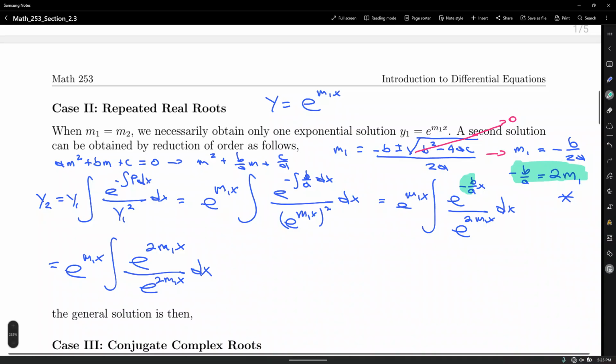Well, let me just highlight so you can keep seeing how this got replaced, right? Well, boom, this reduced. This is e to the m sub 1x integral of dx, which is the integral of dx. This is x e to the m1x. This is how, knowing one of the solutions that gets repeated, you use reduction of order to get the second solution. All right?